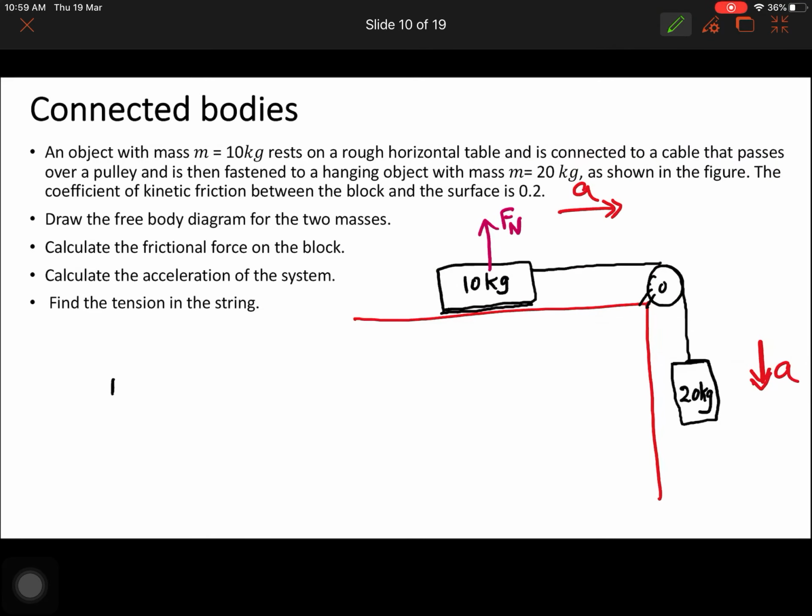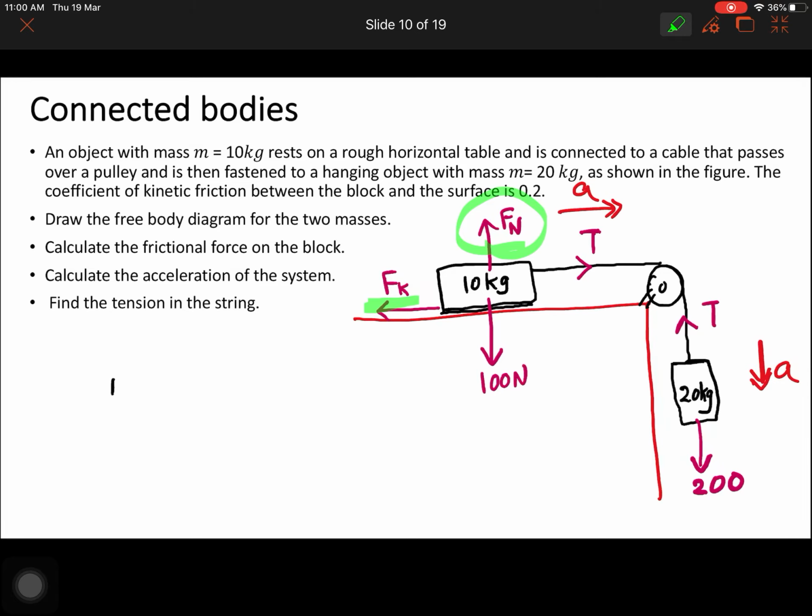Now we are going to draw the forces on each object. There will be a normal force on the 10 kg mass which will act upwards, the normal force because of the surface. There will be force of gravity which is acting downwards. There will be kinetic friction because the object is moving towards right, so we are going to have kinetic friction which is towards left. And for 20 kg we have got 200 Newton force of gravity acting downwards.